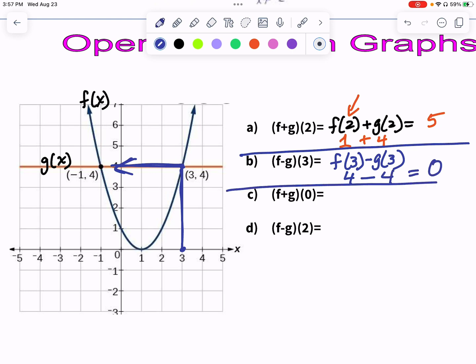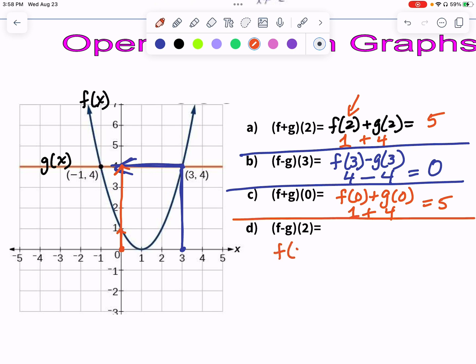Let's try one more. You're welcome to pause the video and actually try it yourself. Go to 0. Go to the f function. The output there is 1. And g of 0 is 4. So the answer to that's 5. Minus g of 2. We already did that earlier. If you notice, right here, we already know f of 2 is 1, minus g of 2 is 4, except it's minus, so that would equal negative 3.